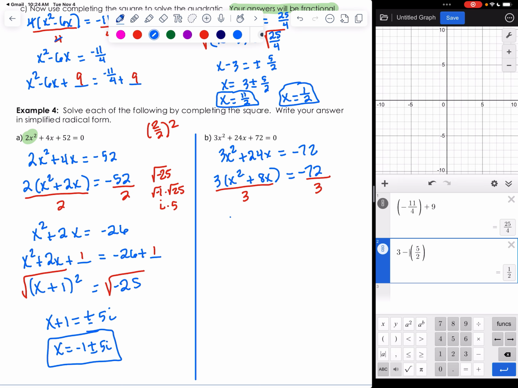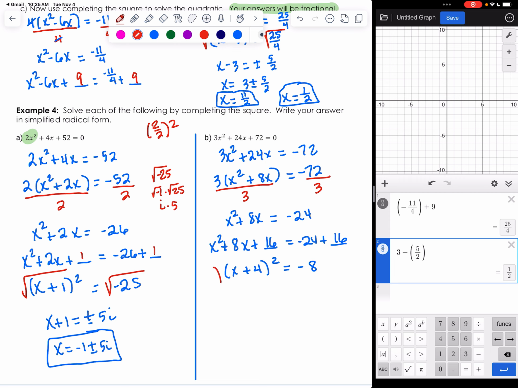And I got x squared plus 8x equals negative 24. Then I completed the square. So half of 8 is 4, and 4 squared is 16. So I added a 16 to both sides. And then I made a square of a binomial. This would be x plus 4 parentheses squared. Over here we would get negative 8.